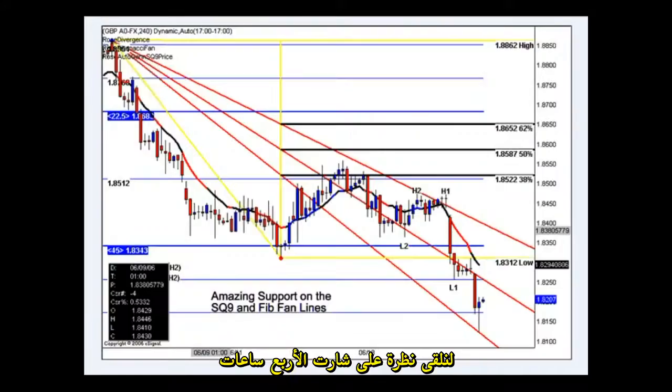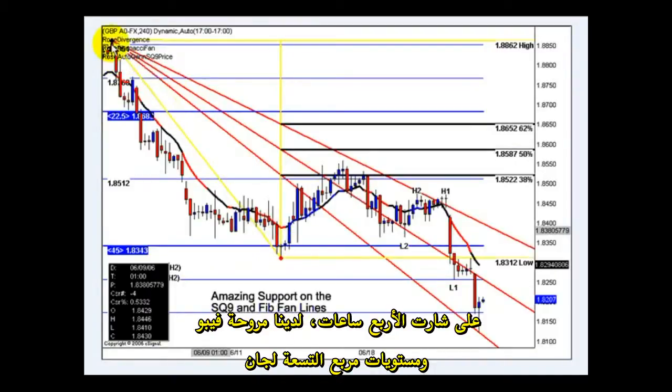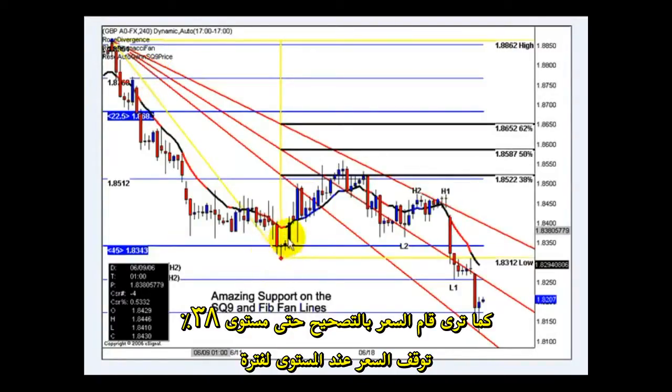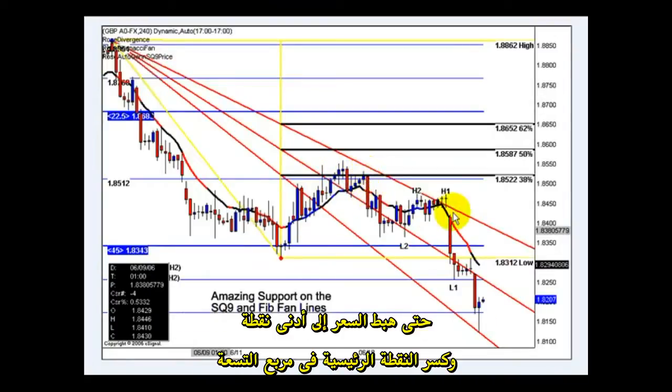Now let's take a look at the 240-minute chart. The 240-minute chart again has the Fibonacci fan and the Gann square of 9 in this chart. This has also been drawn from a swing high to a swing low point. As you can see, the price retraced up into the 38% level, has spent some time there, and gradually did come down to the swing low point and broke through the major Gann square of 9 line.